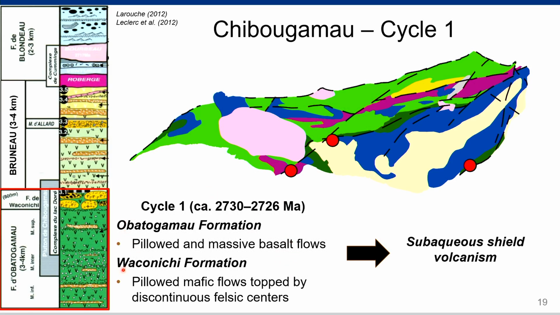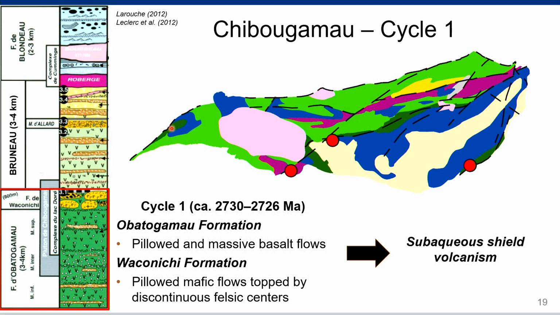These are both predominantly mafic, pillowed and massive mafic flows with minor interbeds of argillites and tuffs, but near the top of the Wakanichi, we have a series of discontinuous felsic centers. Now these formations are both represented by this dark green here, and you'll note that there's no rhyolites on this map, and that's just a product of the scale. They do occur, but they're quite small, and one of them is underneath this dot here, which is Lemoyne, and there are some over here in the west.